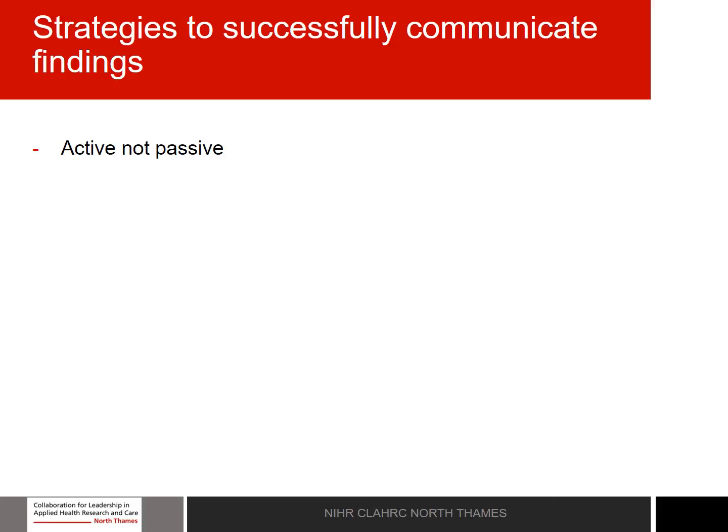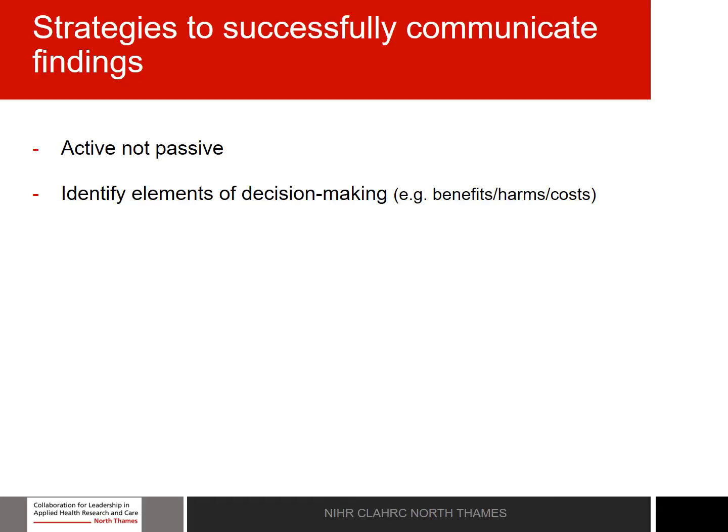Active and passive also refers to the type of language used. Consider using more action-oriented words in your findings, those which encourage doing something about them rather than just knowing about them. When writing up or otherwise sharing your findings, think about what information people need to make decisions based on and highlight these key elements. For example, explicitly identifying those benefits, harms, risks, costs and savings.